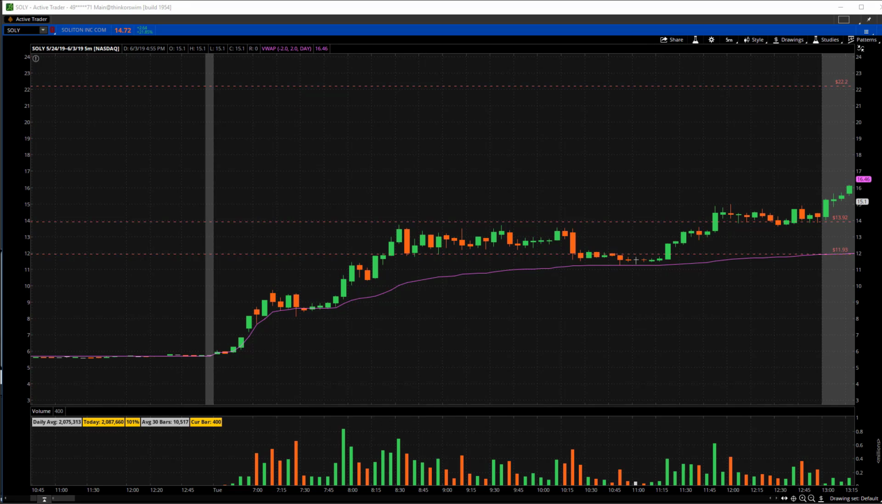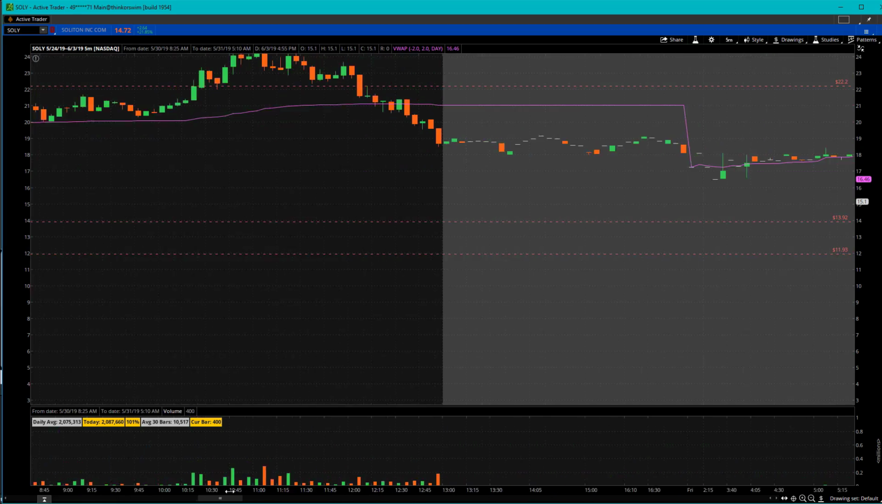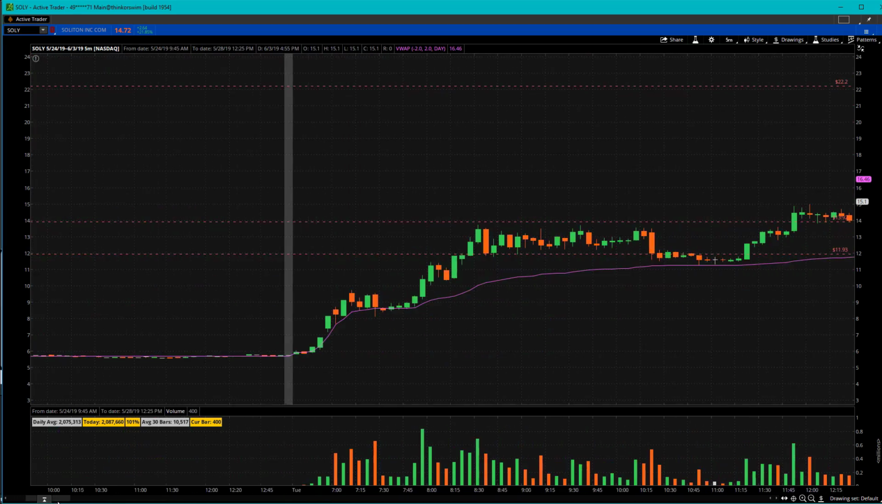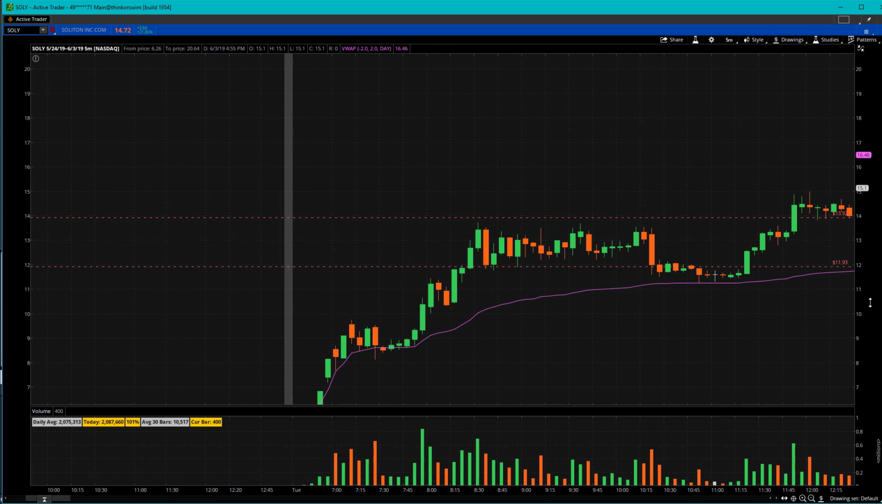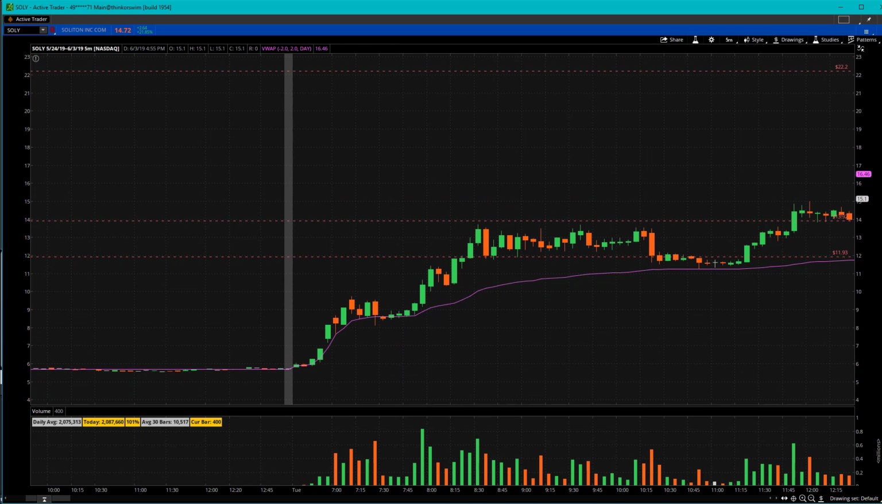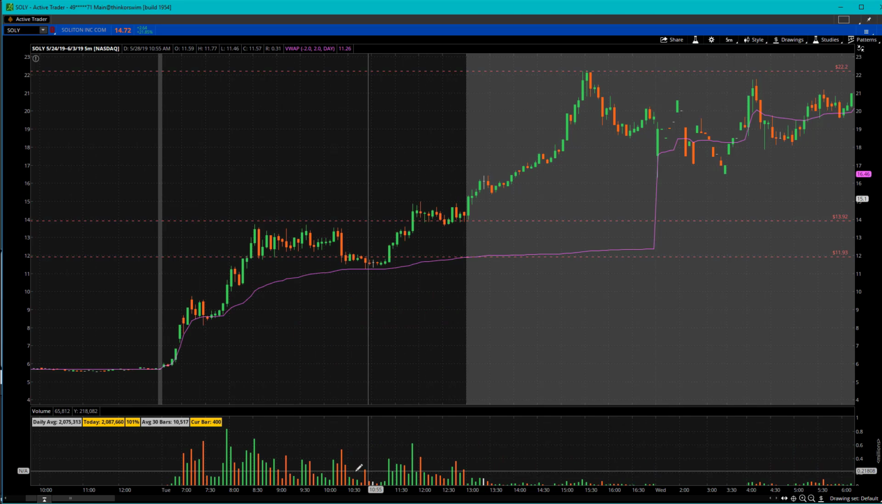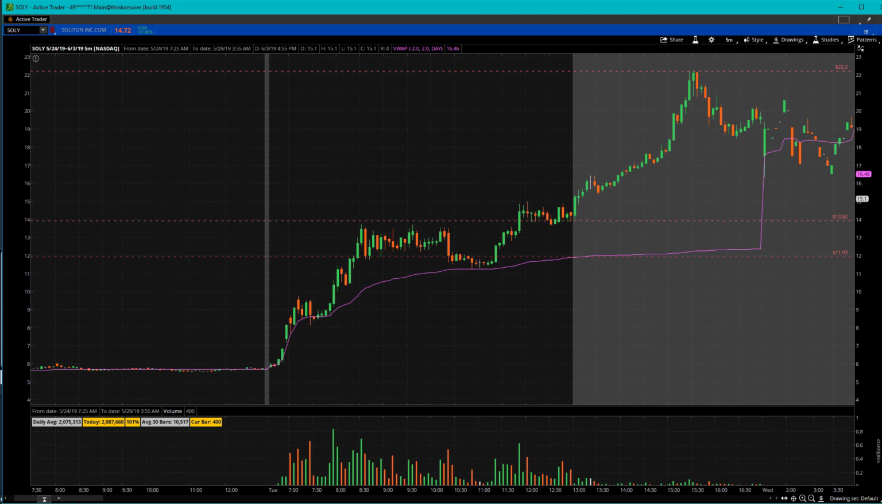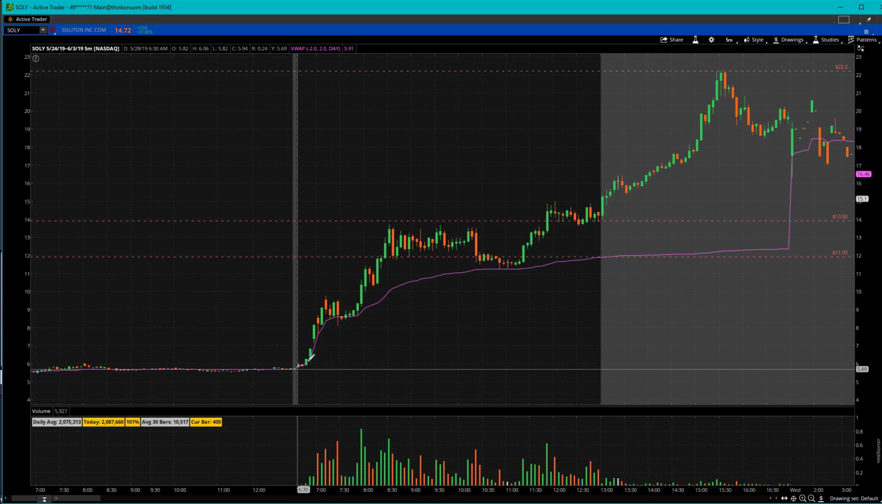So here's the 5-minute intraday chart of SOLY. This is starting on 5/24, May 24th, and it goes until June 3rd. I'm going to give you guys a good example of how you can use VWAP to your advantage, and how you can tell when institutions are buying into a stock. So SOLY, this one was a crazy supernova. Not sure if you guys traded it that day, but it was pretty awesome.